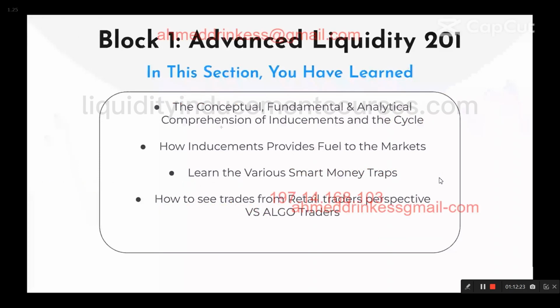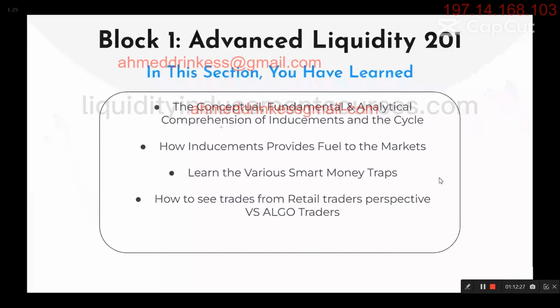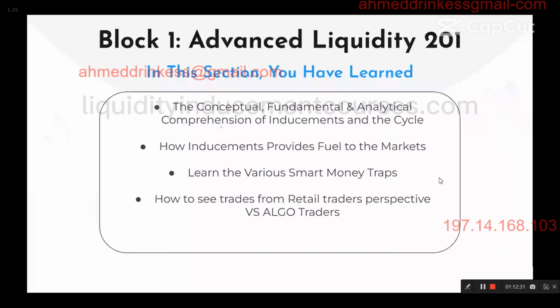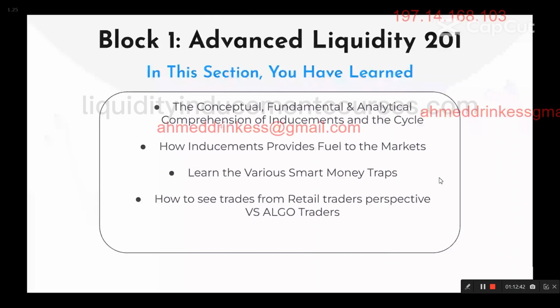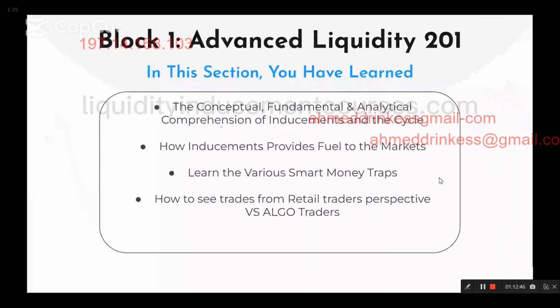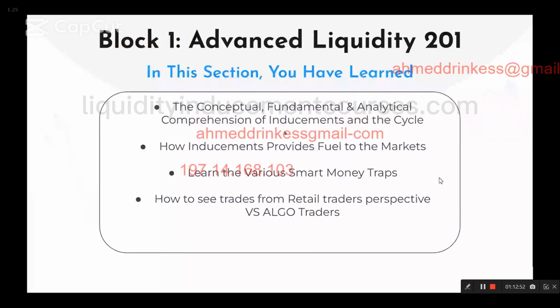All right, everyone. So you guys have now learned the conceptual, fundamental, analytical comprehension of inducements and the inducement cycle, how inducement provides fuel to the markets. You've now learned the 2 SMC traps. And now it's time for you to see how retail traders trade versus the perspective of algo, right? So now we're going to start going into the fundamentals of algo trading, what it is, how it came across, why we use it, and again, just what it is, right? So let's get right into it, everyone.